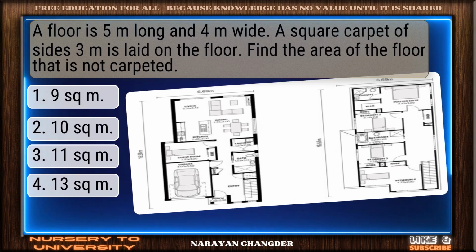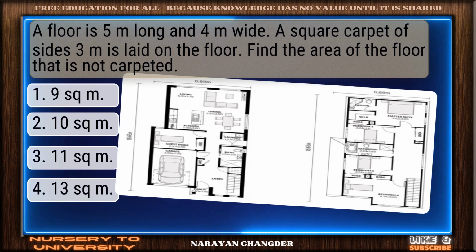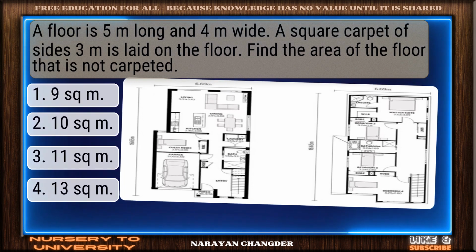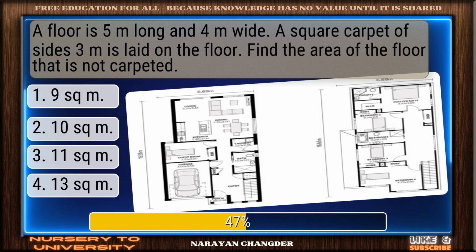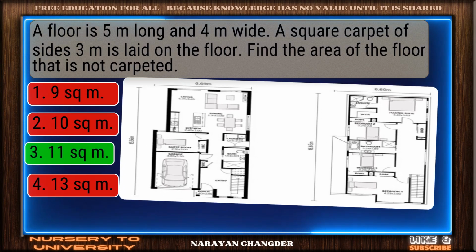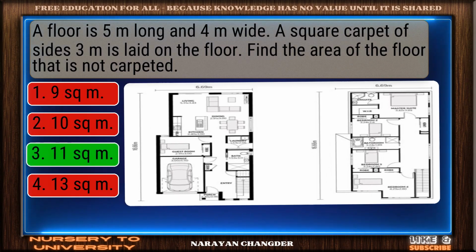A floor is 5 m long and 4 m wide. A square carpet of side 3 m is laid on the floor. Find the area of the floor that is not carpeted. You're right. 11 sq m is the correct answer.